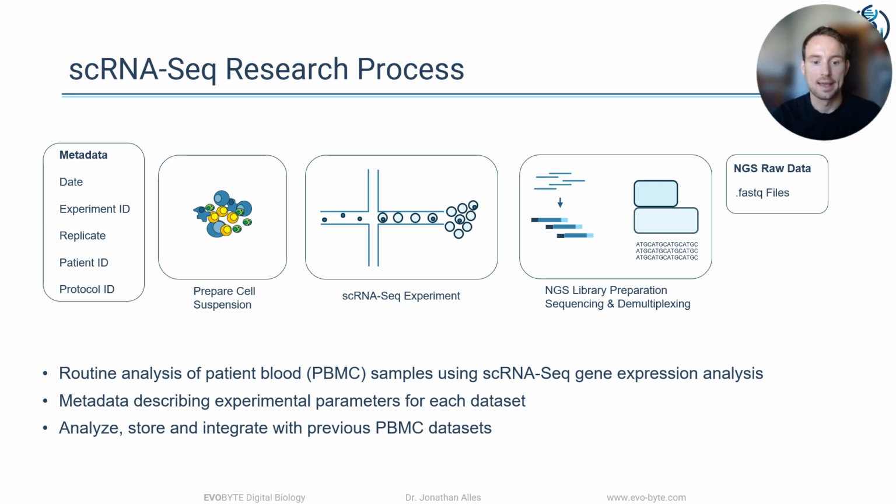We want to have a look at a research process, and in this case, we will look at a single-cell RNA-Seq workflow. We assume that we have a startup company that wants to perform some routine single-cell RNA-Seq analysis of blood samples that are collected from patients in order to measure gene expression in each single cell. For this, the first step would be to prepare a cell suspension from the PBMCs. This may include changing buffers, for instance, and counting the cells as input for the single-cell RNA-Seq experiment.